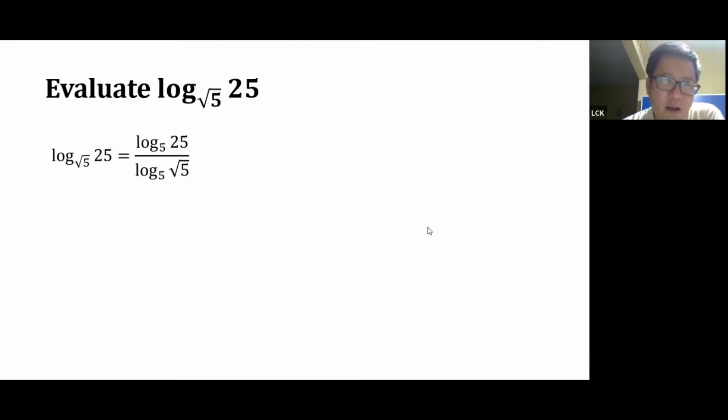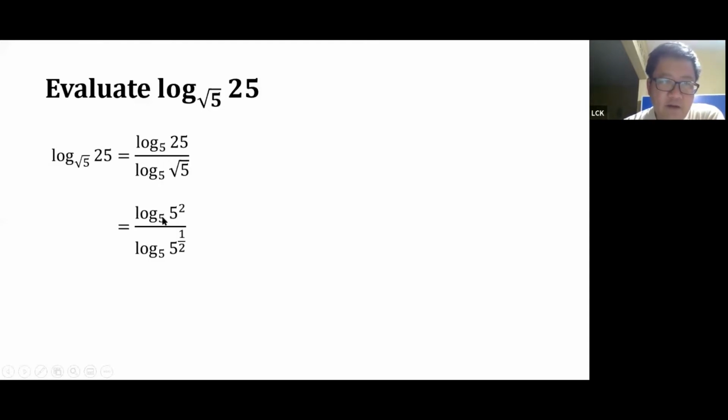So when I change the base, it will be log to the base 5 of 25 divided by log base 5 of square root 5. All right. So here, the base that I'm introducing, 5, is not guesswork. I didn't guess this. I made a conscious decision because 25 is 5 to the power of 2. Square root 5 is 5 to the power of half. And that's why I've taken the common base of 5 here.